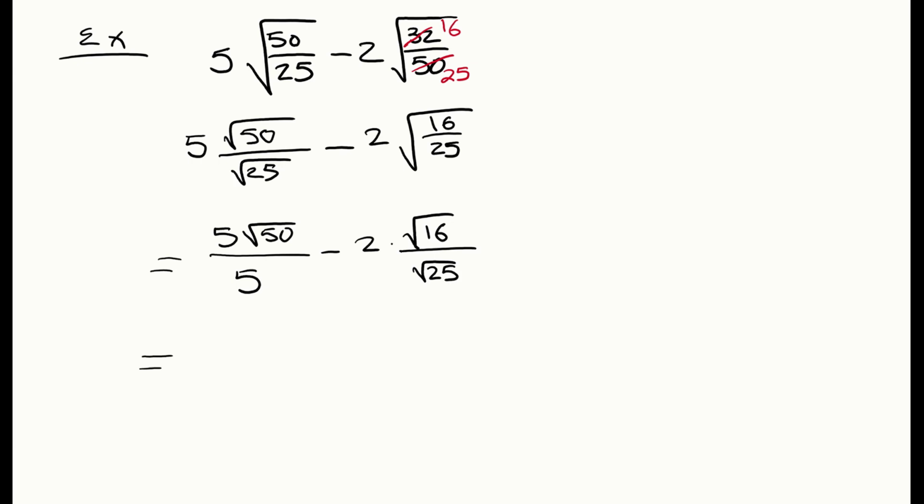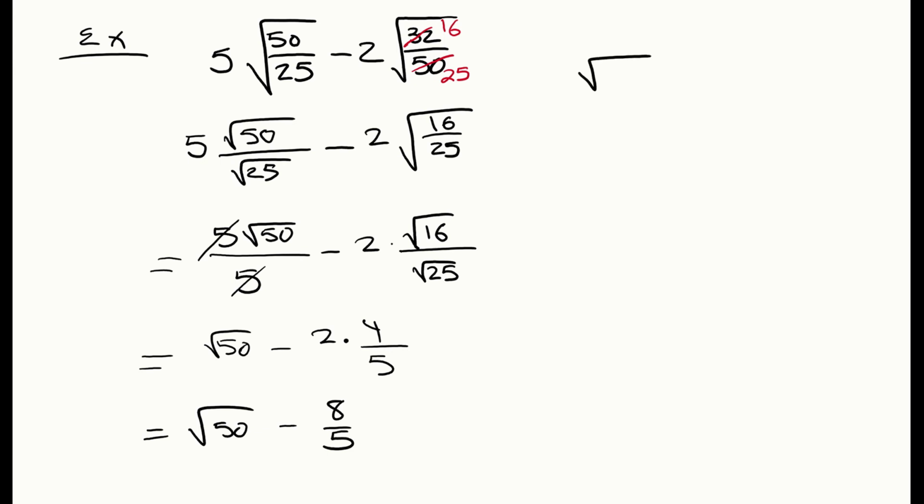So here we can cancel the 5's to get radical 50 minus 2 times 4/5, and we end up with radical 50 minus 8/5, and radical 50 we can break up into radical 25 times radical 2 minus 8 over 5, and finally we have 5 radical 2 minus 8 over 5.